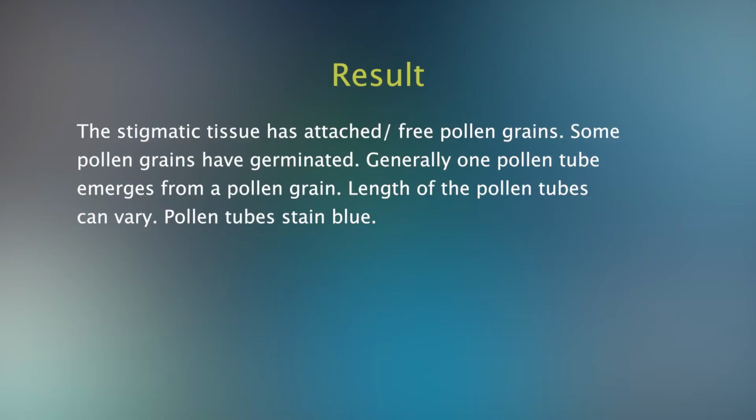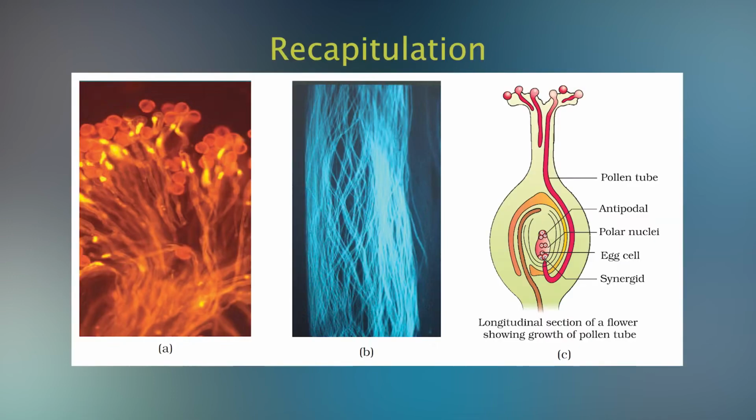Now, what will be the result? The stigmatic tissue has attached or free pollen grains. Some pollen grains have germinated. Generally, one pollen tube emerges from a pollen grain. The length of the pollen tube can vary. Pollen tubes stain blue.